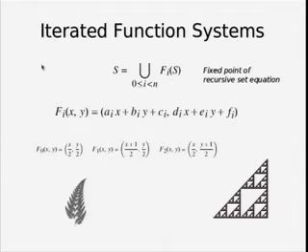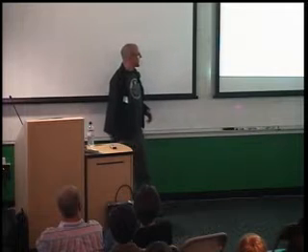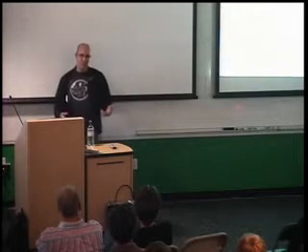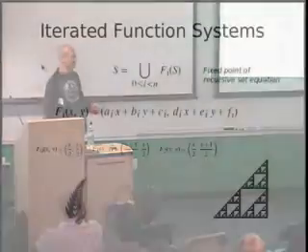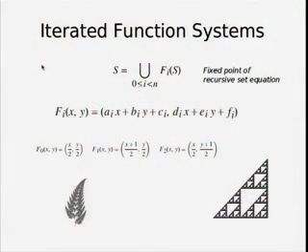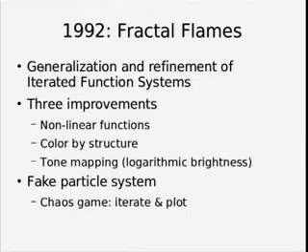People were amazed that a natural-looking image, like a fern leaf, could be defined or modeled with a couple of matrices. But that's the magic of fractals. That's sort of where we started. In 1992, I was working to create better visualizations of this kind of process, and I made 3 improvements to iterated function systems.